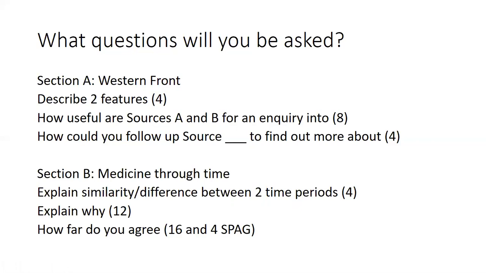Now, the first question is a nice 4-marker explaining the similarity or difference between 2 time periods. The second question is an explain why question, 12-marker. And the third question is a choice of 2 questions, how far you agree, 16-mark question with 4 spag marks. So we're going to go through section A first.